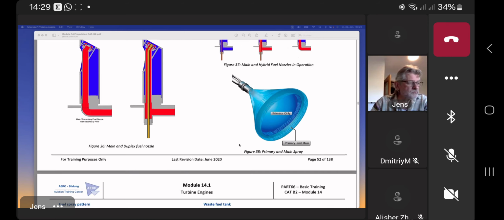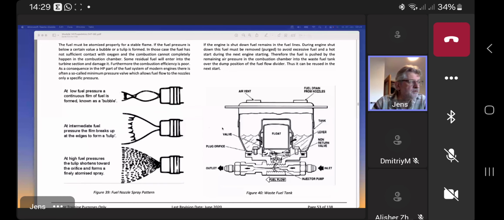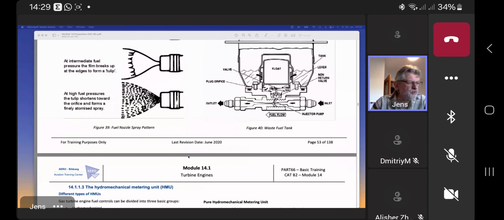Fuel nozzles. Here, the advantage of the pattern. At the beginning, we have a low flow pressure, and compare this with the end when we have the full fuel flow. Oh, very difficult. Fuel nozzles.